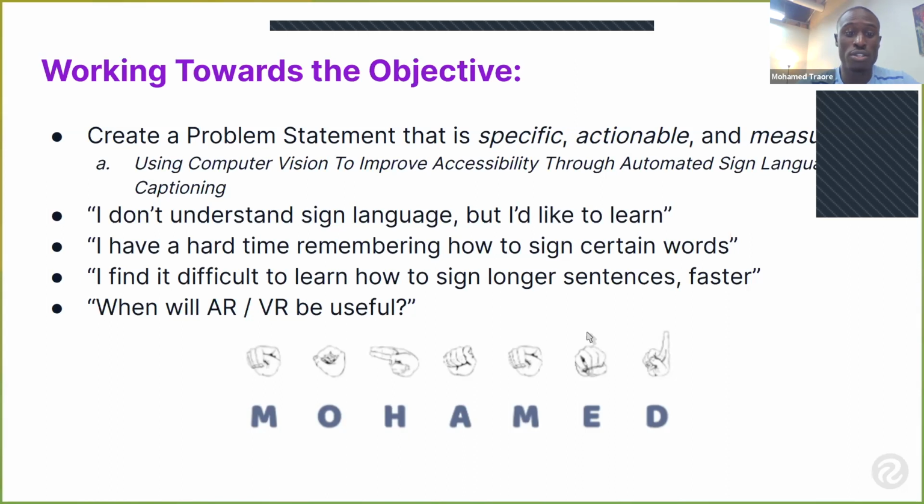So mine is using computer vision to improve accessibility through automated sign language captioning. What is it that makes this problem statement specific? Well, I'm saying what I'm using, computer vision. Also saying what I want to do, improve accessibility.